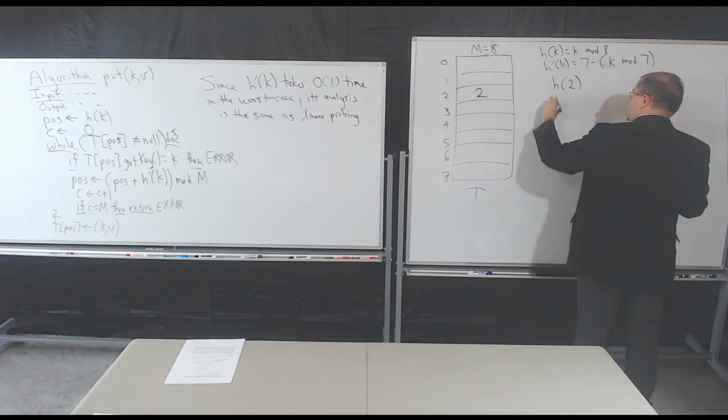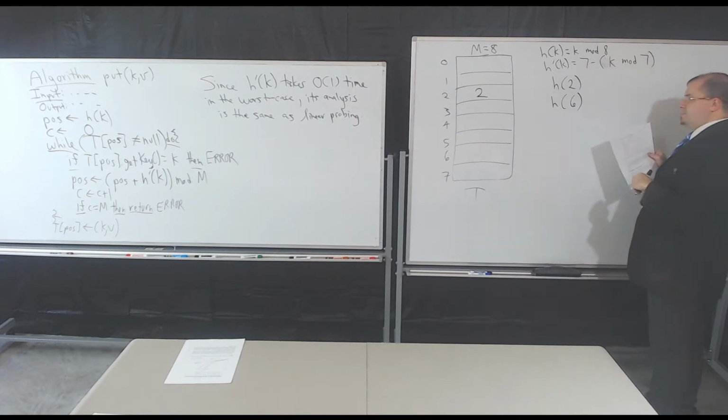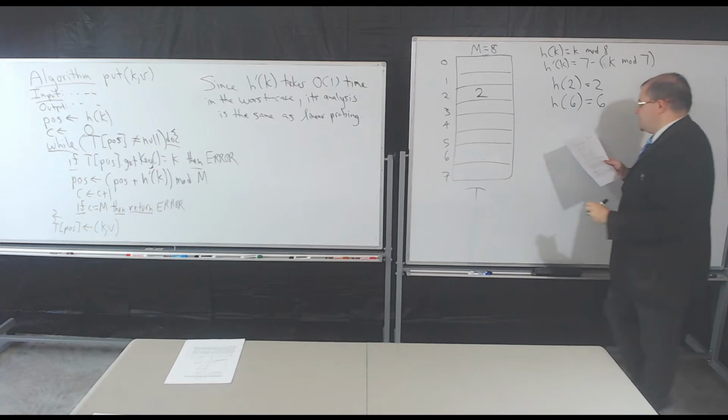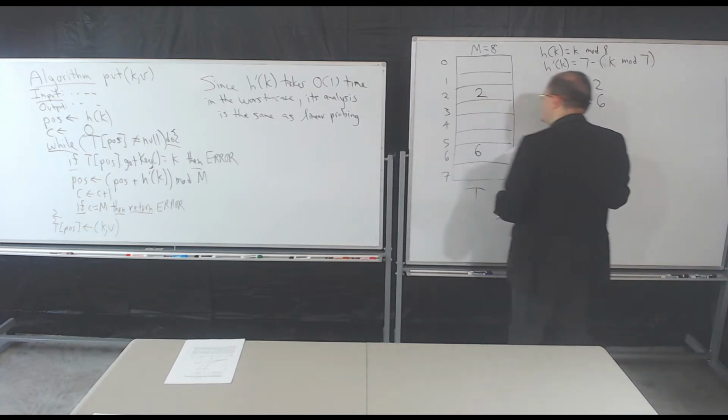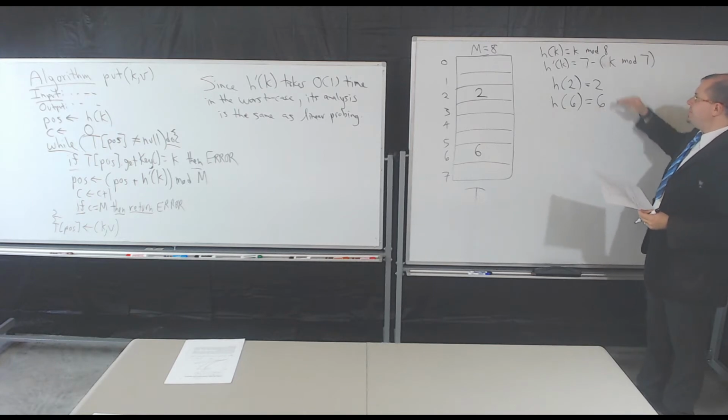Really easy. Okay, how about h of 6? 6 is pretty easy, right? By the way, that's 2. This is 6. Goes in here. Is everybody following me so far? So I have these two.